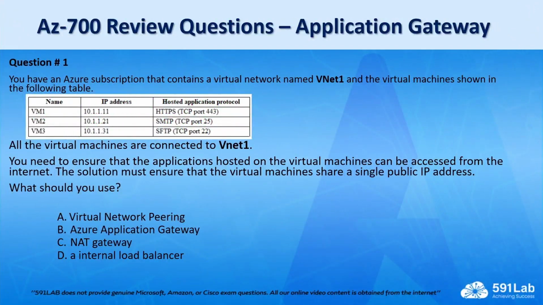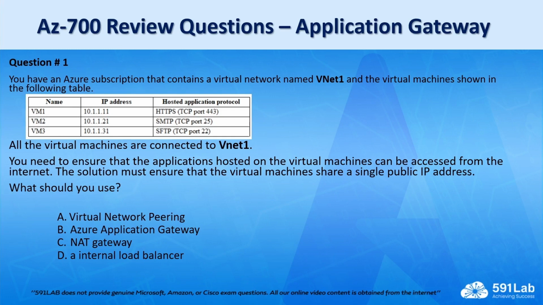It says you have an Azure subscription that contains a virtual network named VNet1, and the virtual machines are shown in the following table. So we have VNet1, and inside VNet1 we have VM1, VM2 and VM3. VM1 is hosting the HTTPS application protocol, VM2 is SMTP and VM3 is SFTP. All the virtual machines are connected to VNet1.